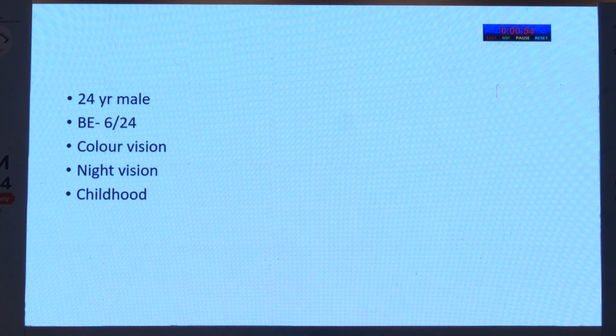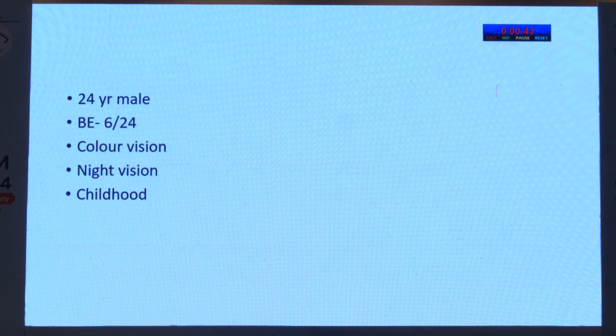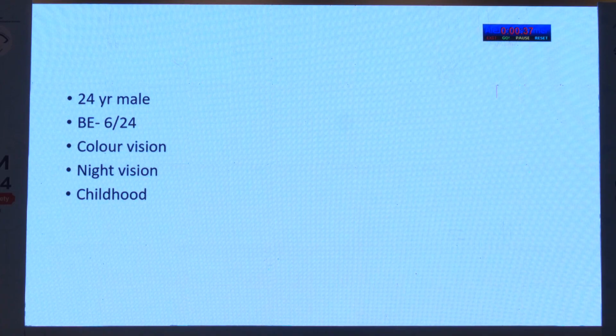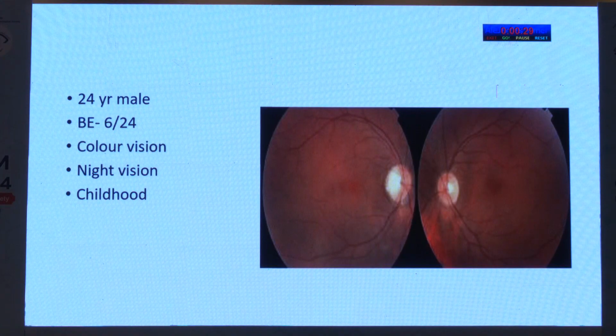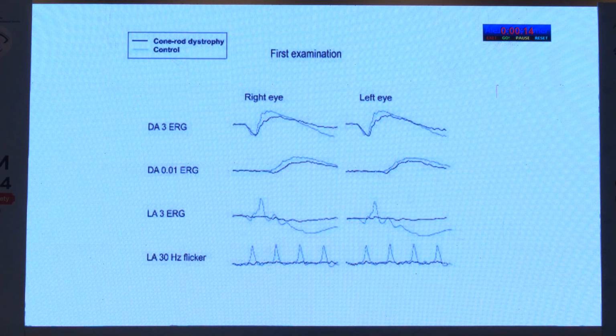Coming to the next case, a 24-year-old male presenting with moderate loss of vision, defective color vision, and now he is also complaining of night vision problems. From the symptoms we understand his cones will be affected, and his rods will also be affected, and this has been since childhood, so probably some type of dystrophy. His fundus is more or less normal apart from some retinal pigmentary changes in the macula and around the periphery. On OCT and autofluorescence there are no major structural changes, so probably some sort of functional disturbance is there.